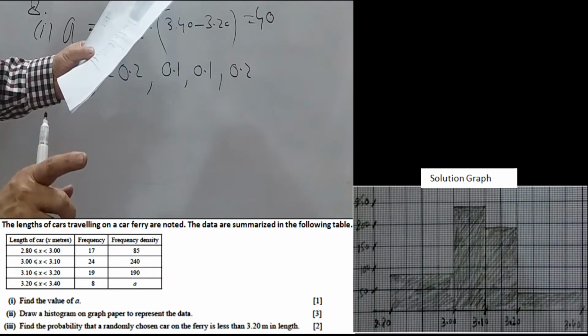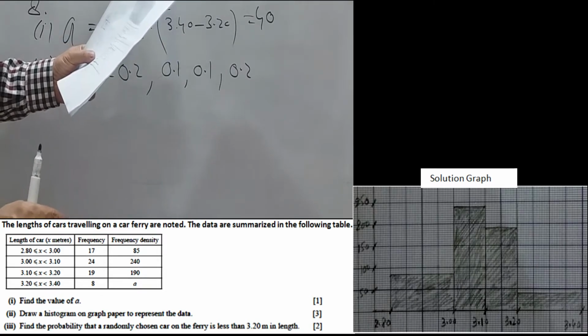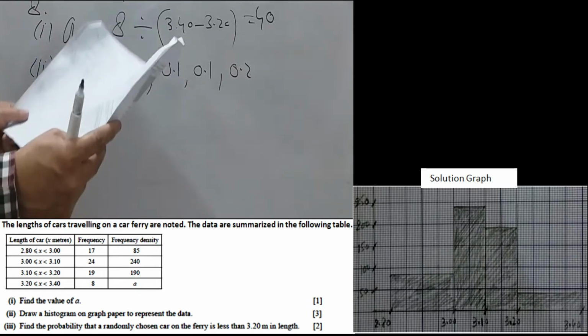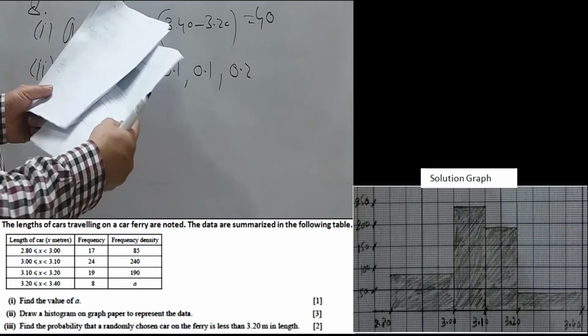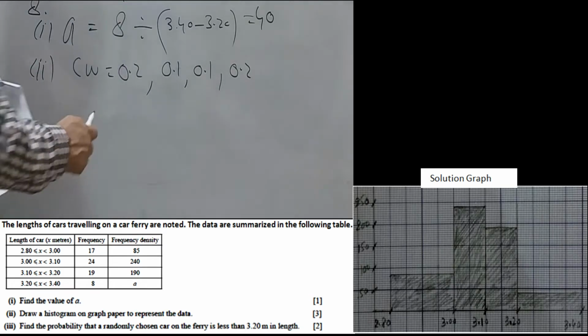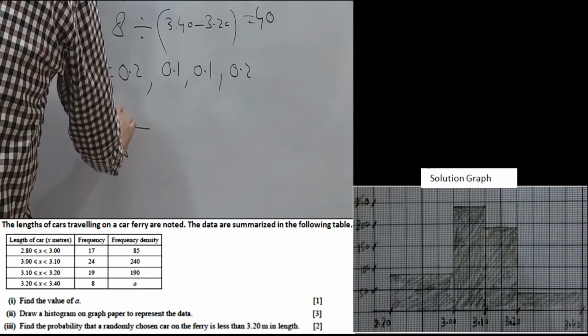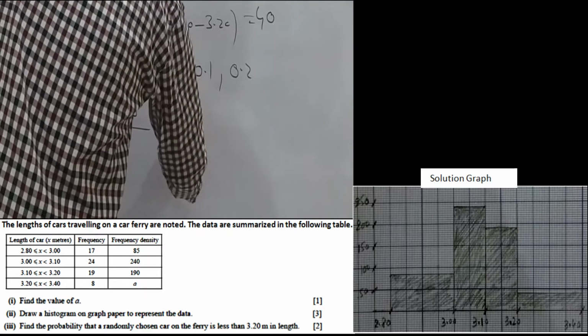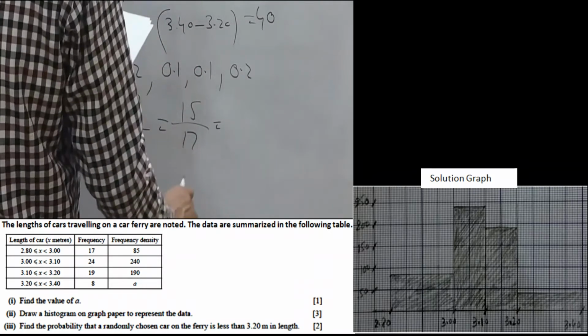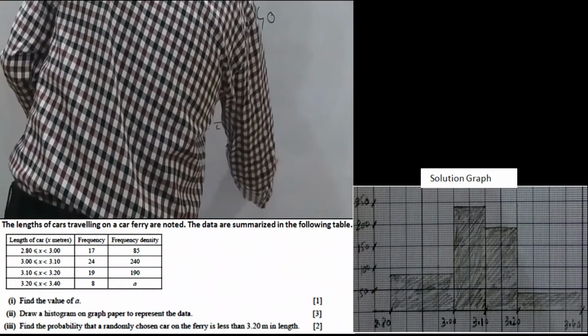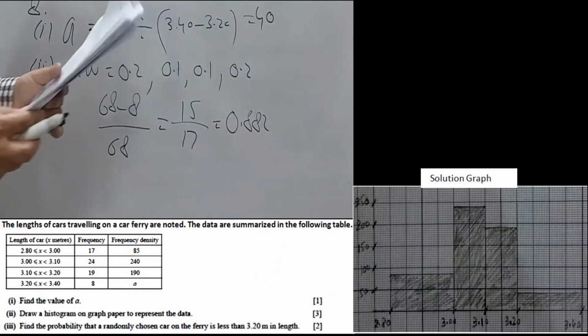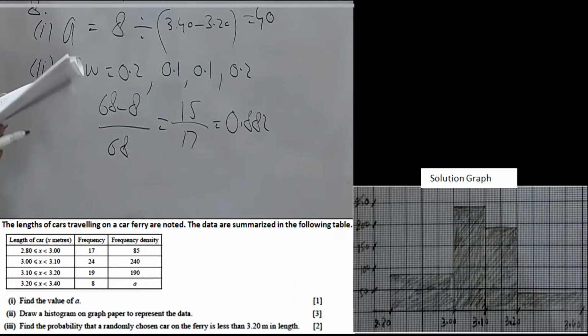The third part is to find the probability of less than 3.2. From the diagram you can see that the total frequency is 68, and 68 minus 8. So it will be 15 over 17, and this is 0.882. So this is the answer to the third part.